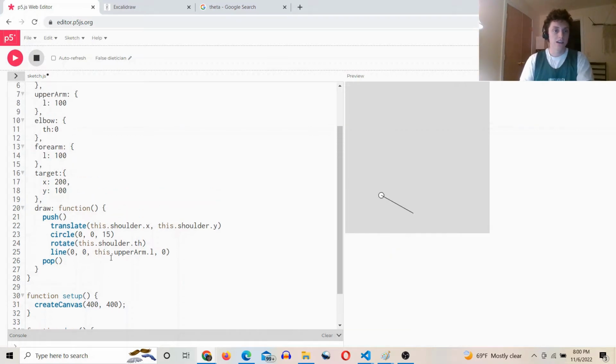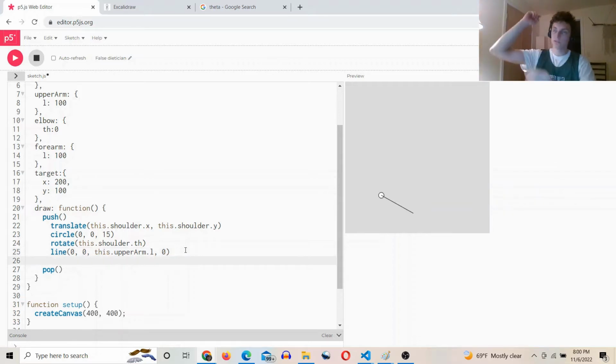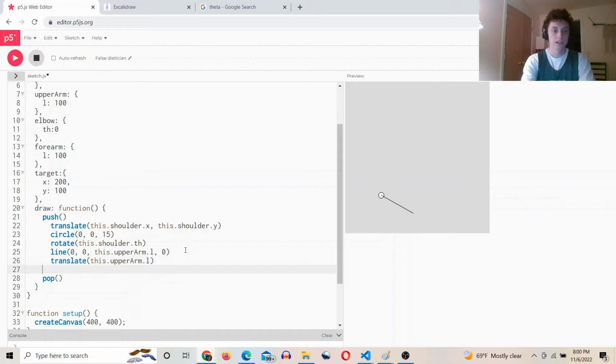Perfect. So next, now we drew the line. Now let's move out from the shoulder to the elbow. So we're going to translate again. We're going to translate along the x-axis by this.upperArm.length. And then we're going to draw a circle again. 0, 0, 15.